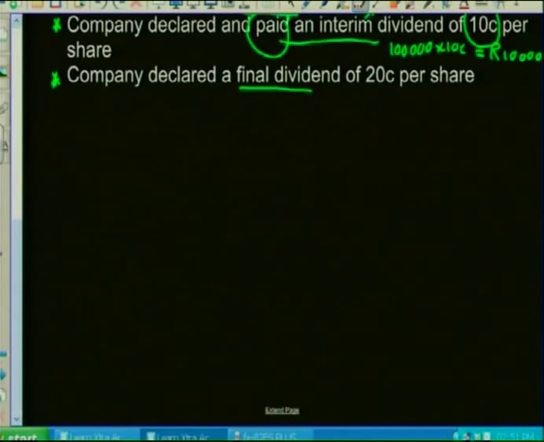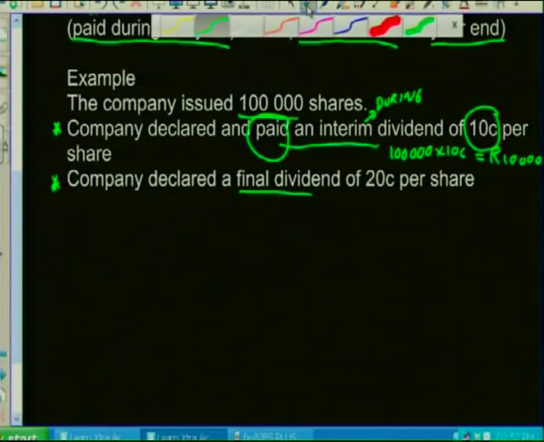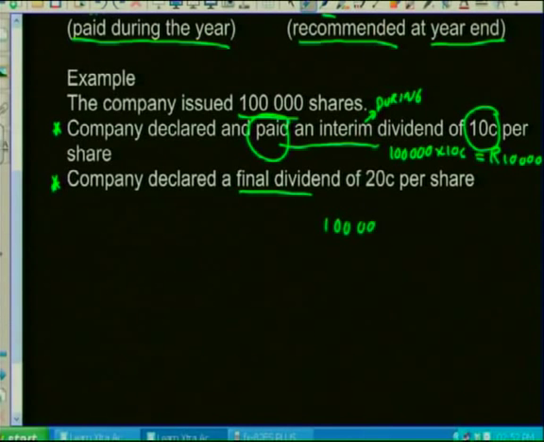Let's now look at our next transaction. Company declared a final dividend of 20 cents per share. So let's look at the calculation first. Again, company issued 100,000 shares. So you've got 100,000 times 20 cents per share. So the final dividend that was declared was a total of 20,000. Again, two ledger accounts will be affected.